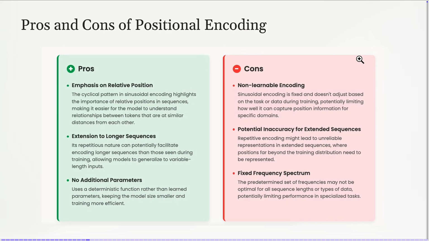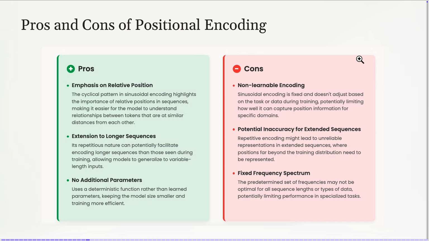So the pros and cons. The advantages: there is an emphasis on the relative position, given the cyclic pattern. It can highlight the importance of relative position in the sequence, making it easier for the model to understand the relationship between tokens that are at similar distances from each other. It can extend to longer sequences, as we already discussed, and there are no additional parameters, so it is very simple to implement. It doesn't add any weight to the model.